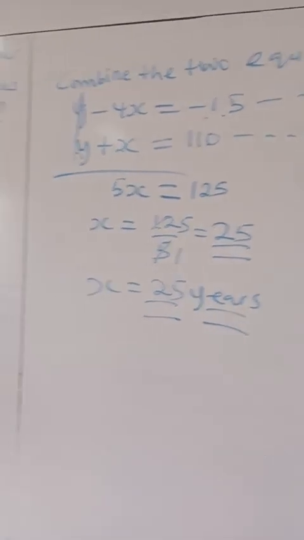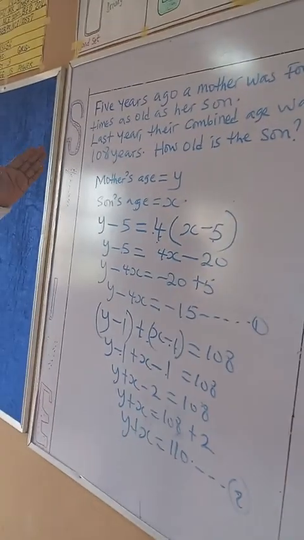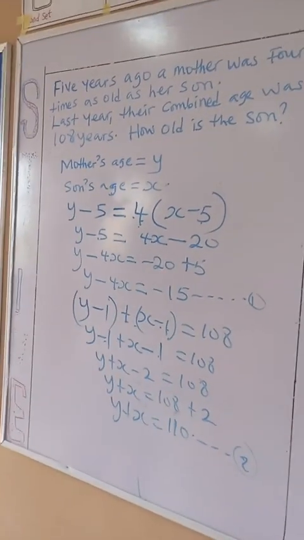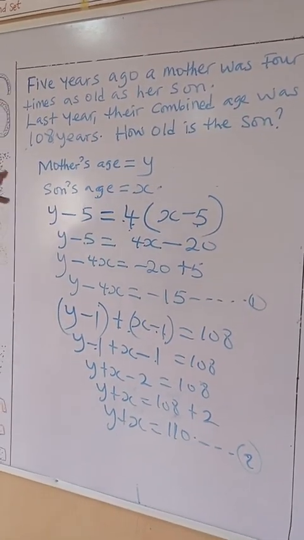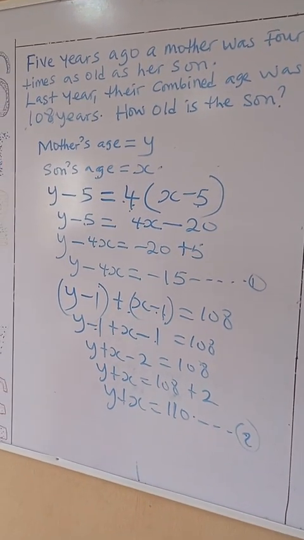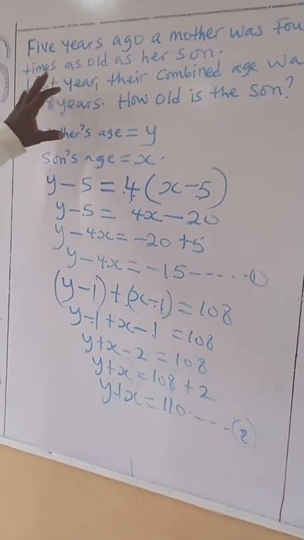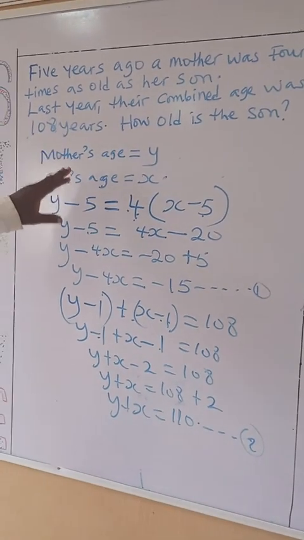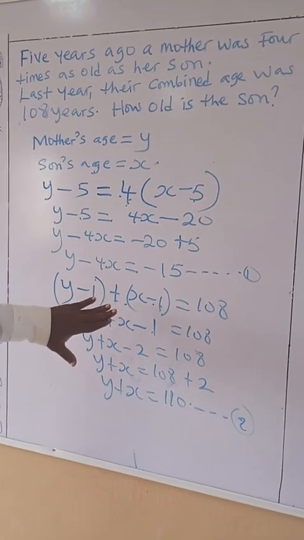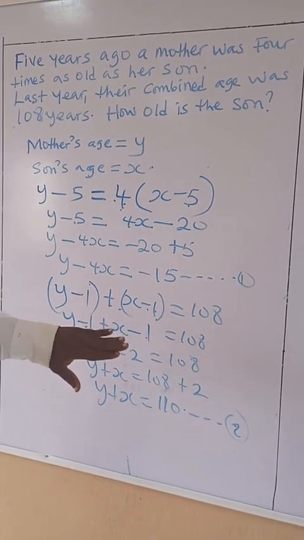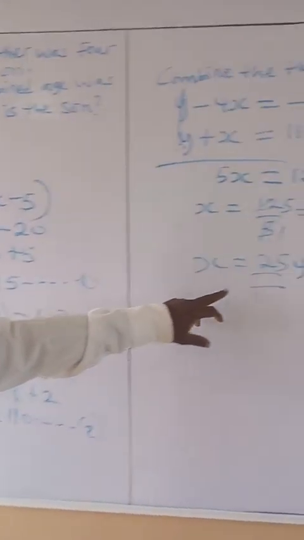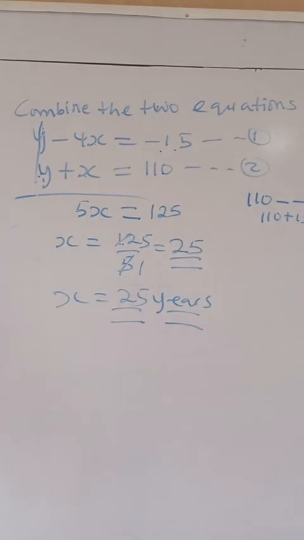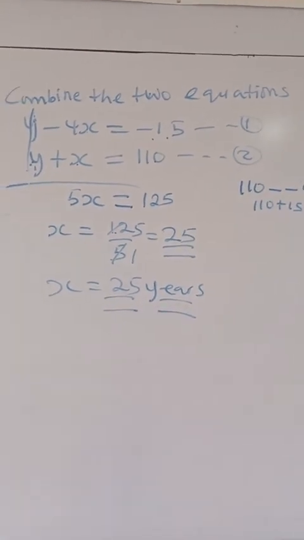Now looking from here again, 5 years ago, a mother was 4 times as old as the son. Last year, the combined age was 108 years. How old is the son? This is a word problem that led to a simultaneous equation, and the question has been solved. It's as simple as ABC. The answer here is 25 years old, which is the age of the son. Thank you.